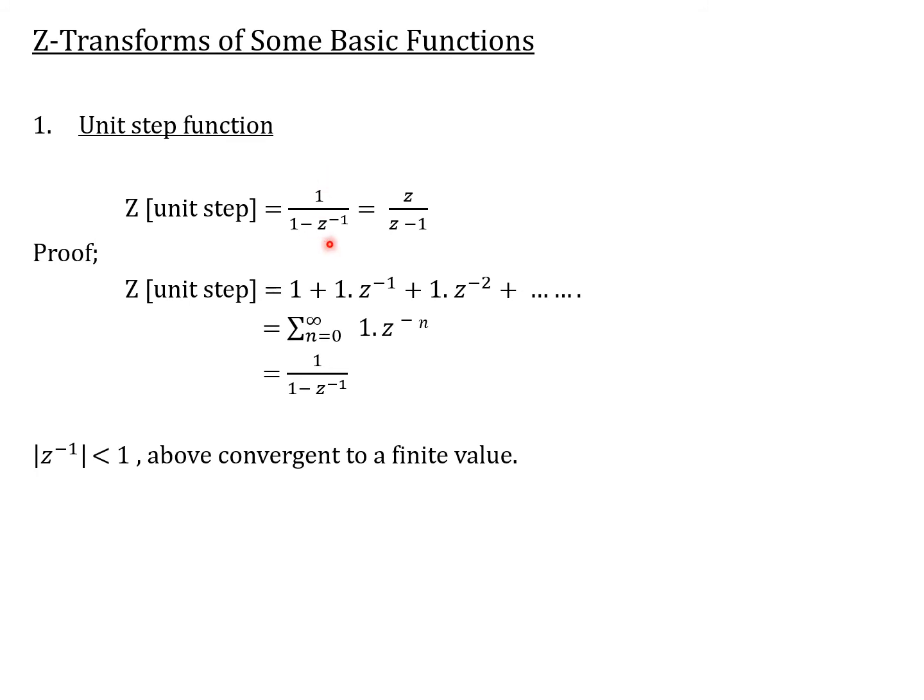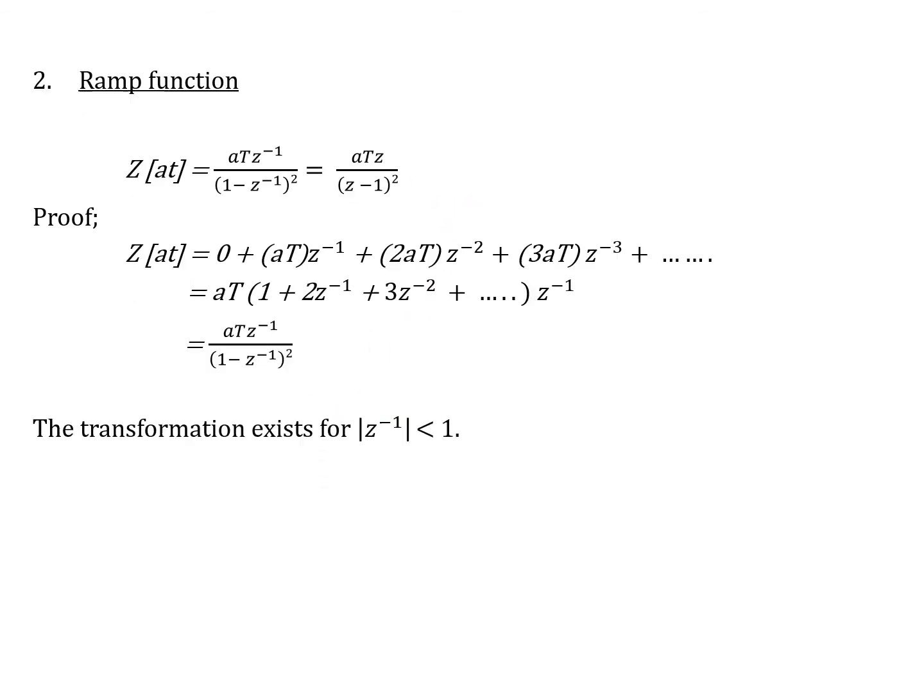Some people prefer z to the minus 1, some prefer z. z to the minus 1 is easier to visualize the delay. z to the minus 1 means a delay of one sample time, z to the minus 2 a delay of two sample times. So sometimes it's easier to visualize. But sometimes you put it in the other form for mathematical convenience.